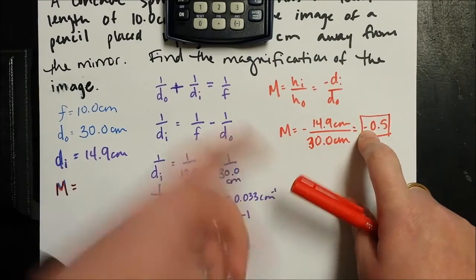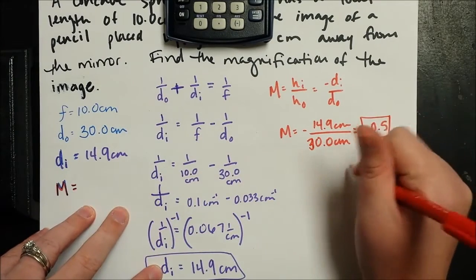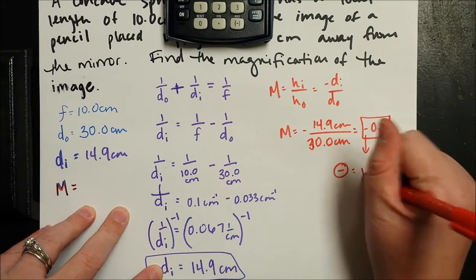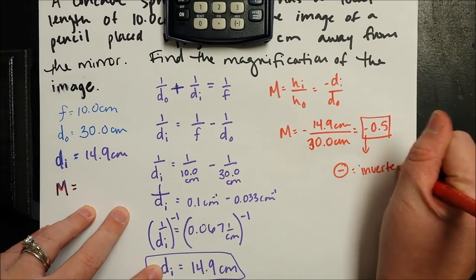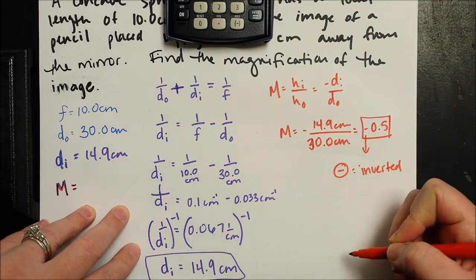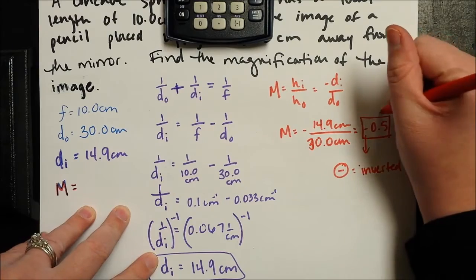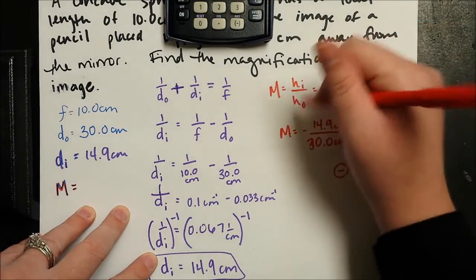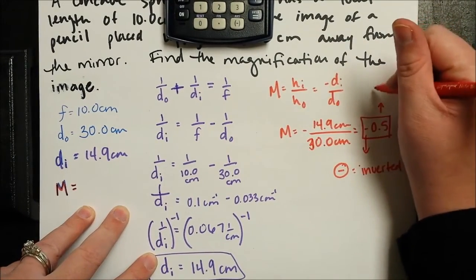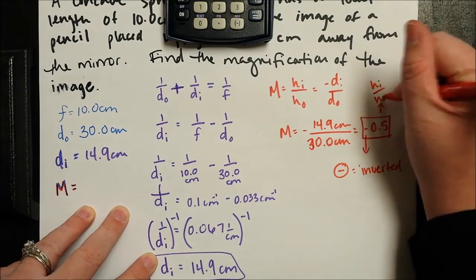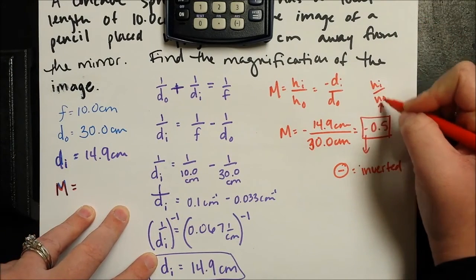So my magnification says a couple things. That negative means that it's going to be inverted. So negative inverted, which means that my image should be upside down. Okay, this 0.5 is also the ratio of the image height to the object height, which means that my image should be half as big.